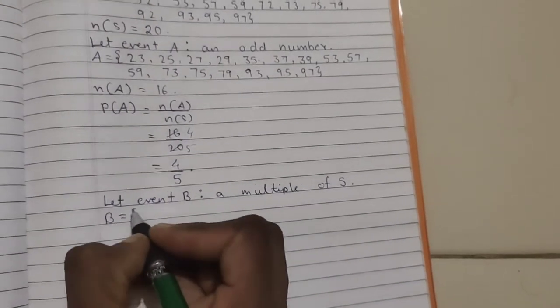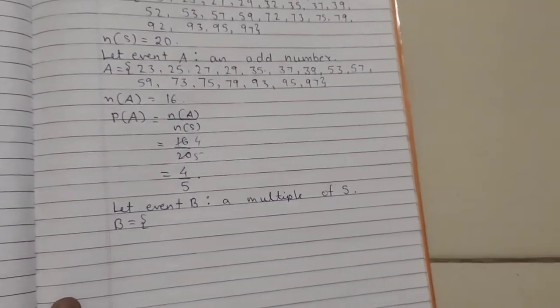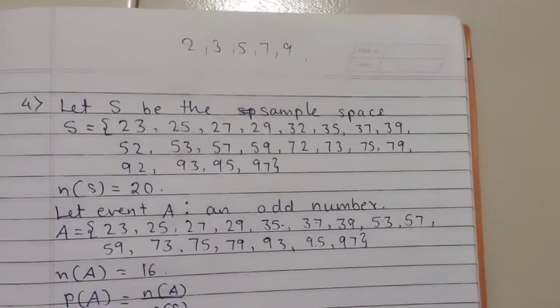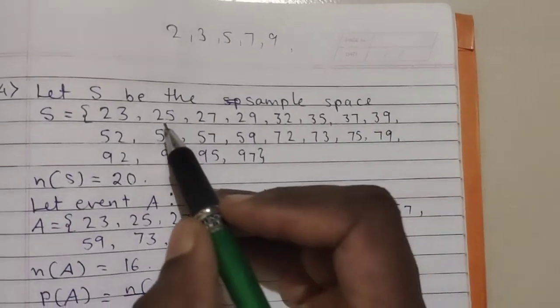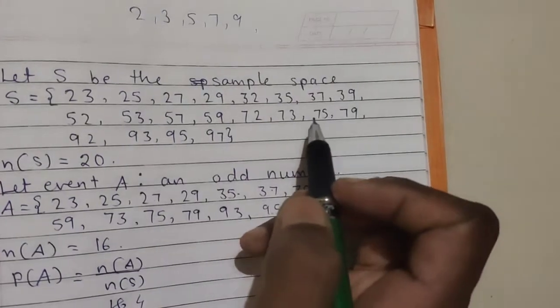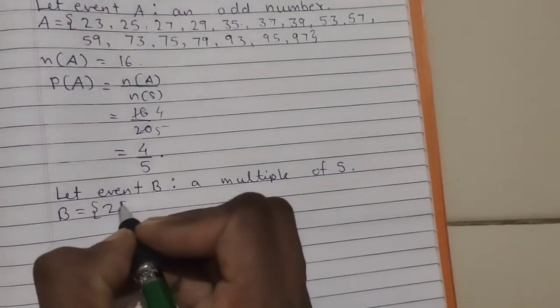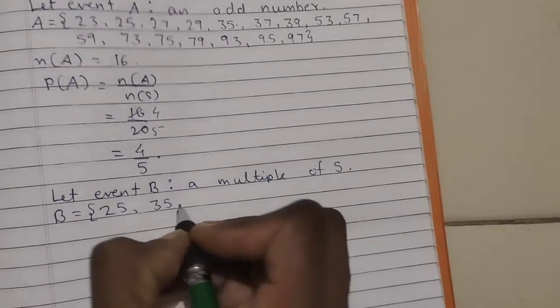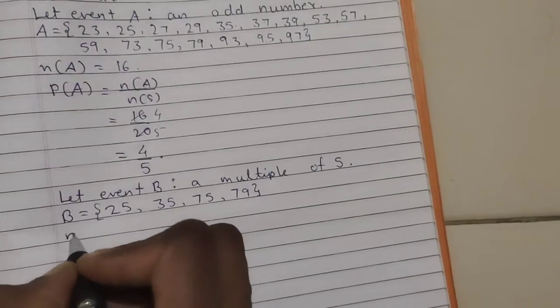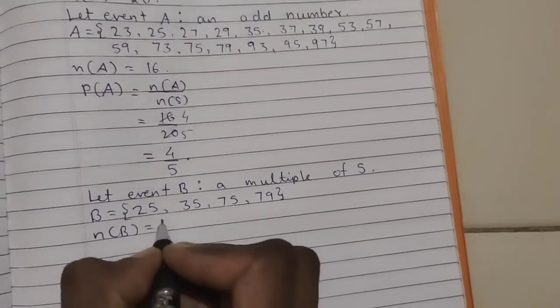Now let us search for that. See, multiple of 5 means what? You will have either 5 at the unit place or 0. But for this question you are going to have only 5. So what are the numbers? 25, 35, then you have 75 and 95. So let us write that. You have 25, 35, 75, 95. So here you have NB equals 4.